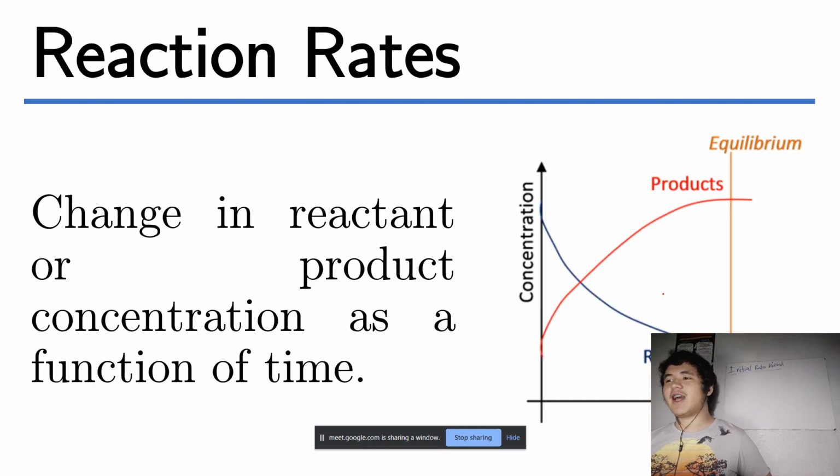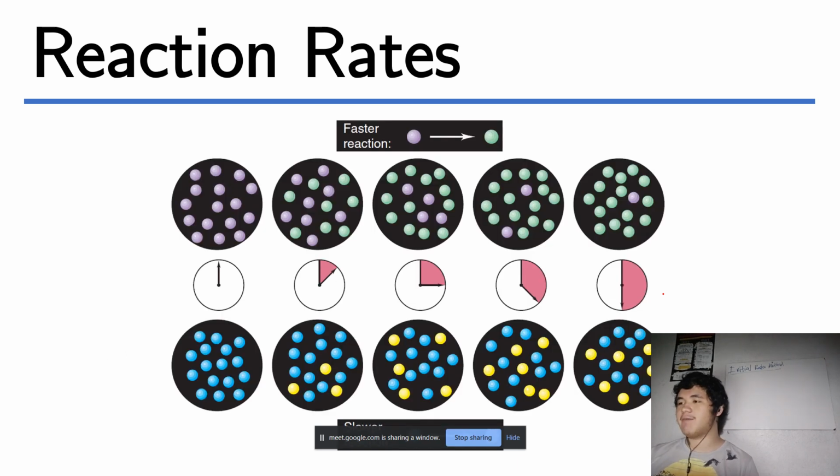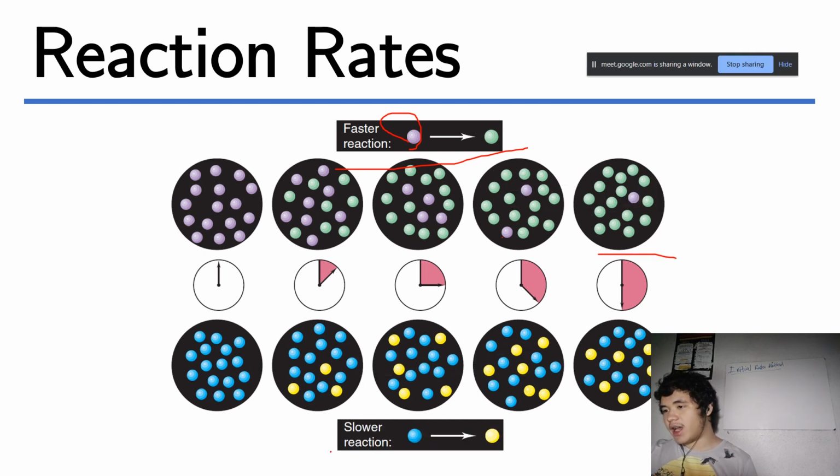So reaction rates. Ang reaction rate, sabi ko nga, change in reactant or product concentration as a function of time. Okay, example. Ayan, just to illustrate yung sinasabi ko kanina, faster reaction, mas mabilis maubos yung mga reactant natin, di ba? Mas konti na kaysa dito sa pangalawa kasi mas mabagal siyang mag-react. So, ibig sabihin, mas mabagal mag-change into products yung ating mga reactants.